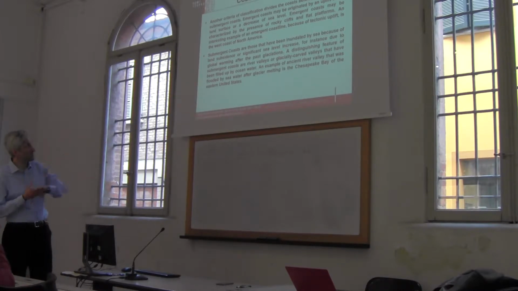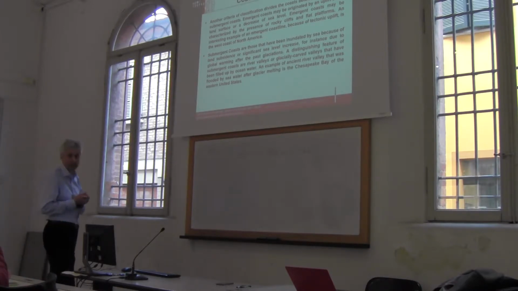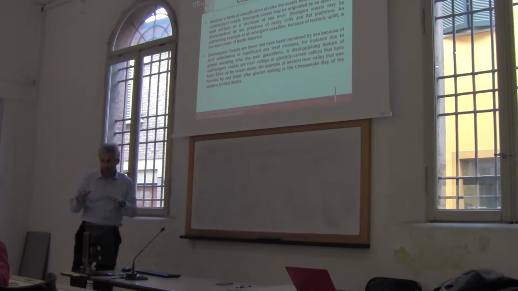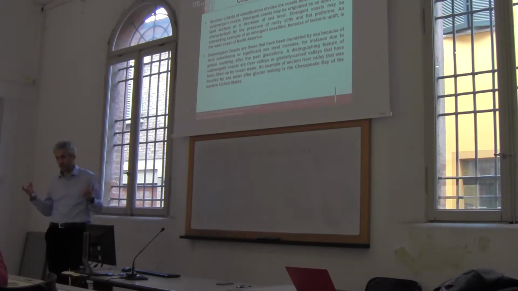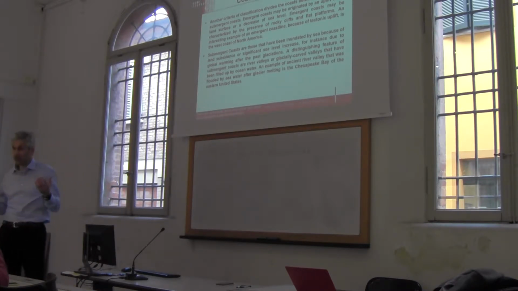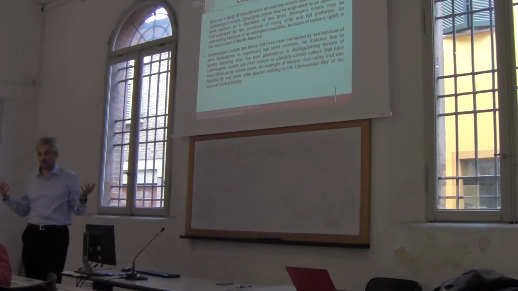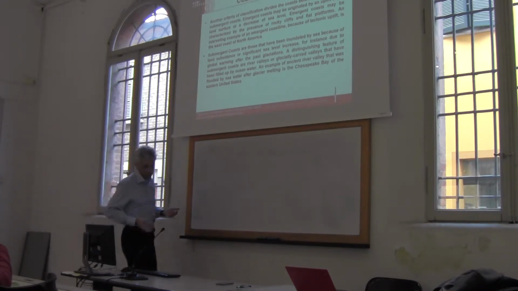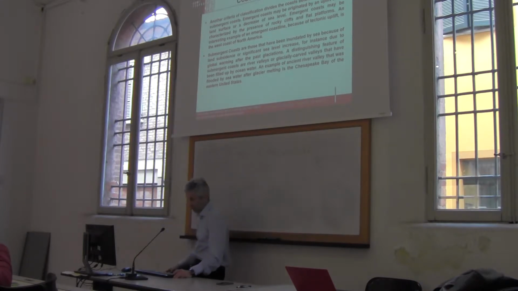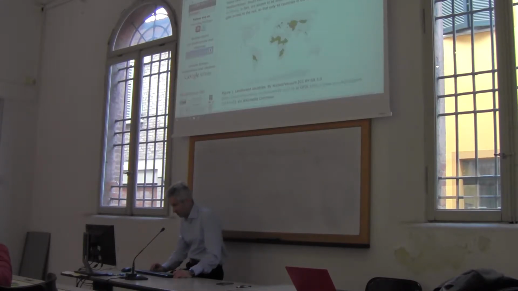Submergent coasts are those that have been inundated by the sea. There is subsidence, which is extremely important, and there is sea level rise. Keep in mind that after the last glaciation, there was a sea level rise of 7 meters. Okay? And in my webpage, there is an example of a submerged coast.